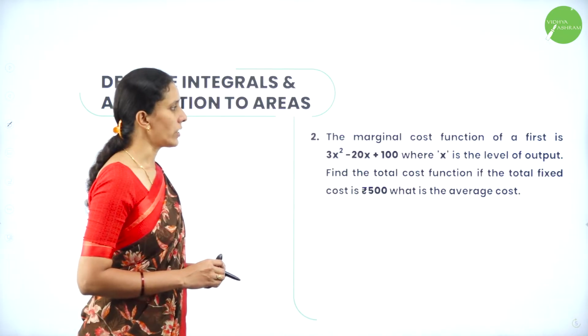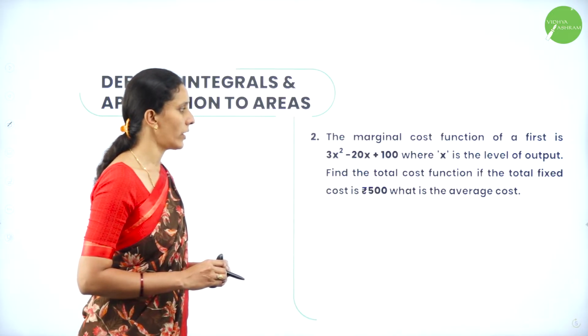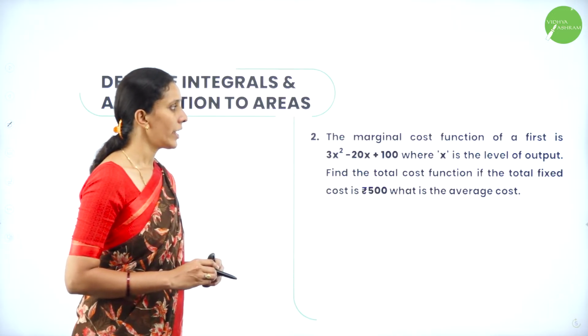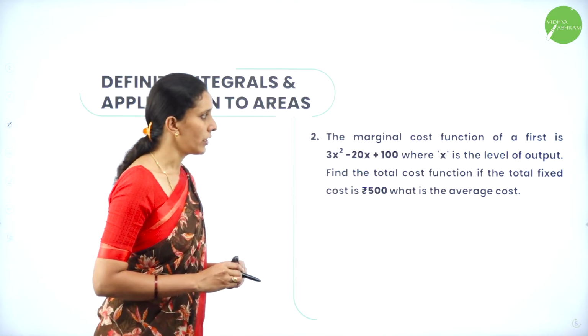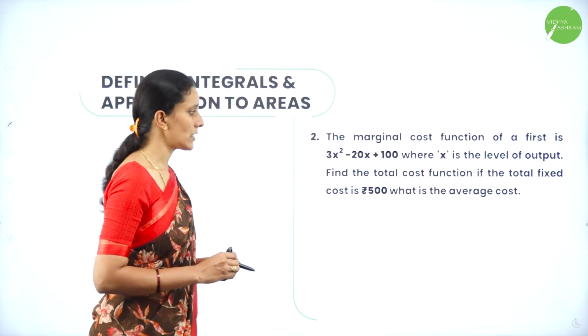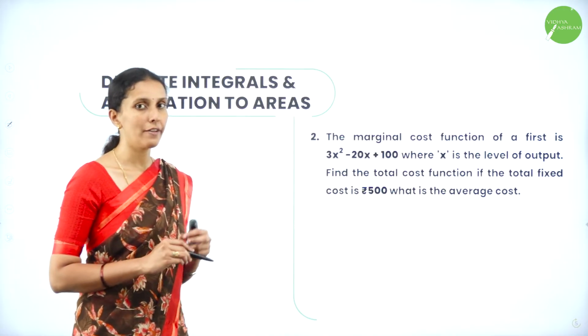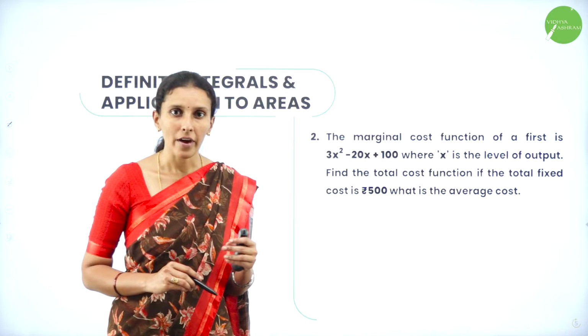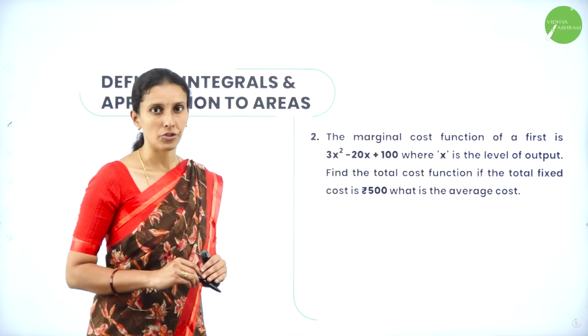The marginal cost function of a firm is 3x² − 20x + 100, where x is the level of output. Find the total cost function if the total fixed cost is 500. What is the average cost? So, the marginal function is given. Let us find out the total cost function, then we can find the average cost.